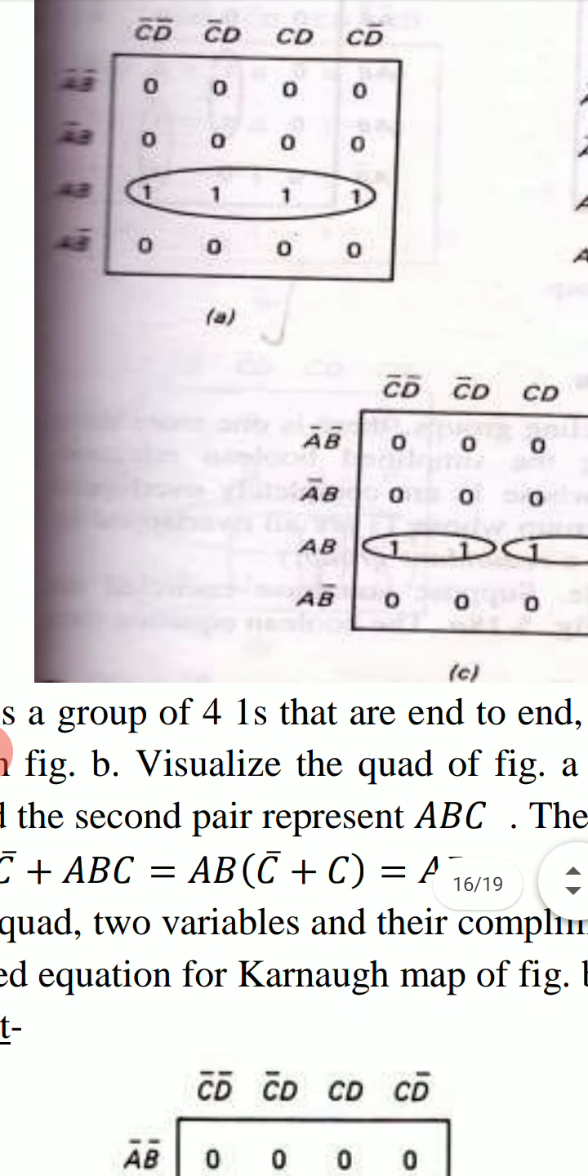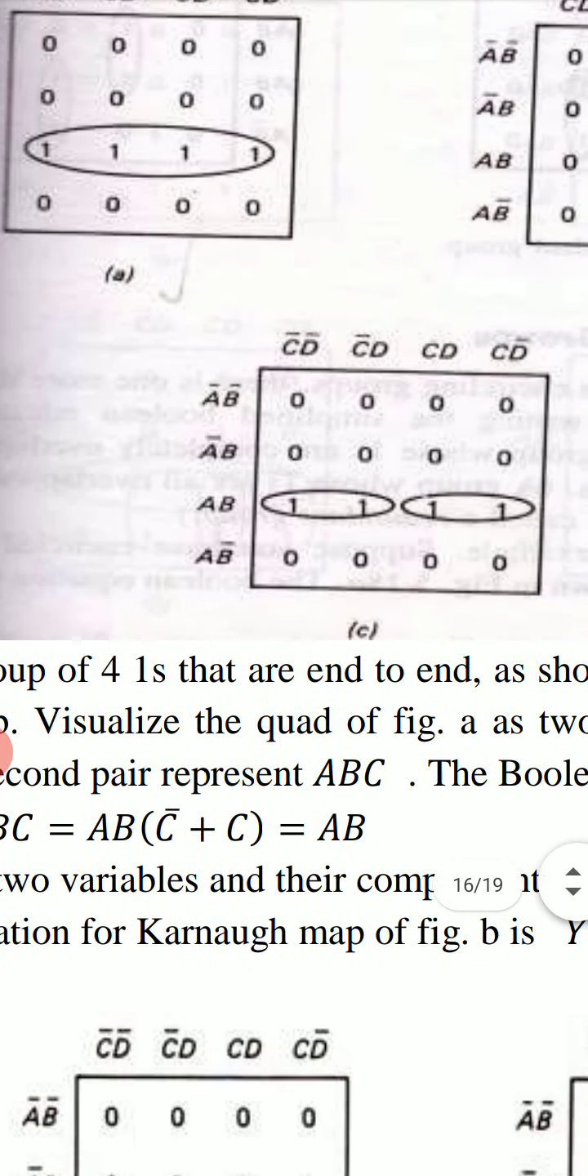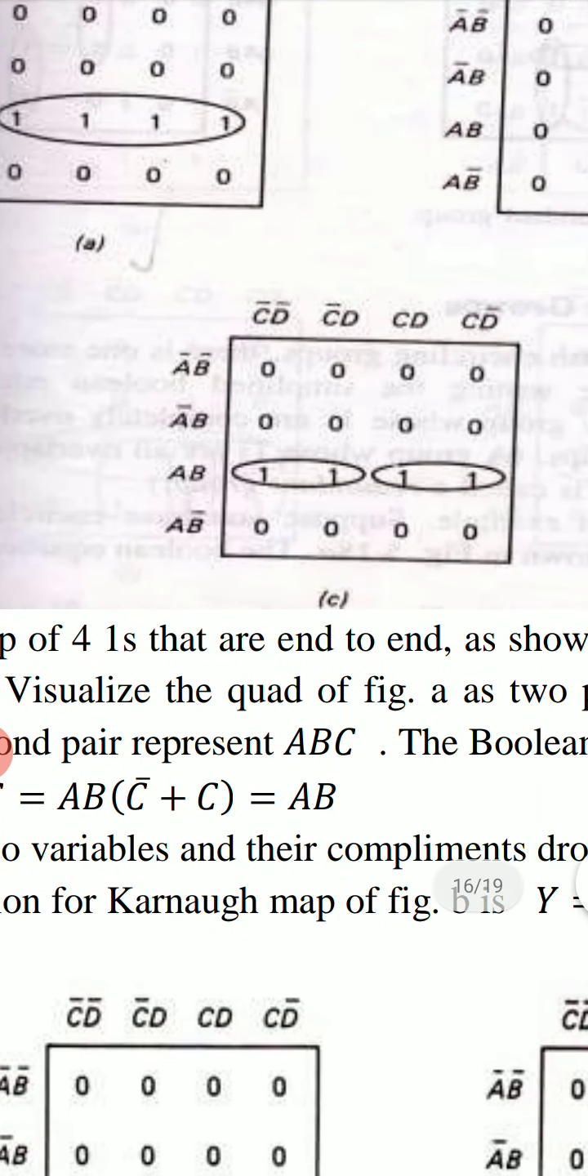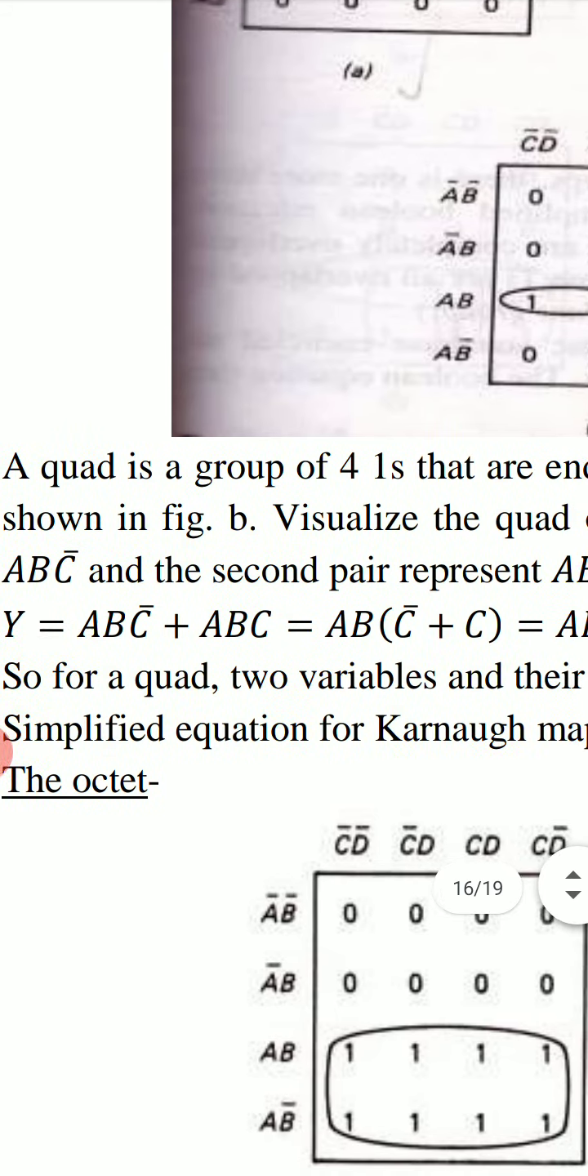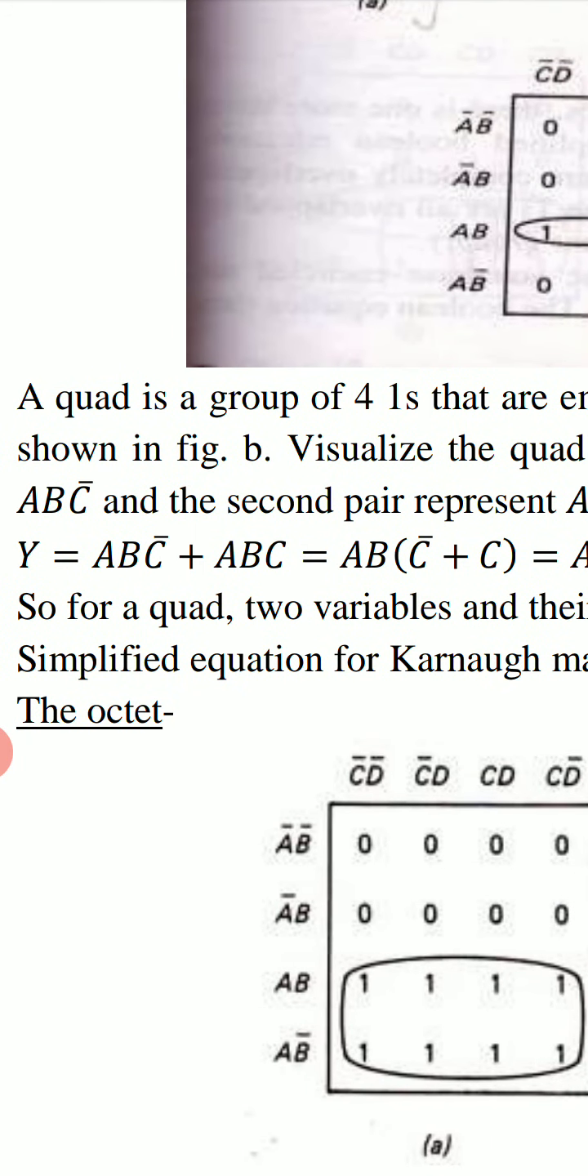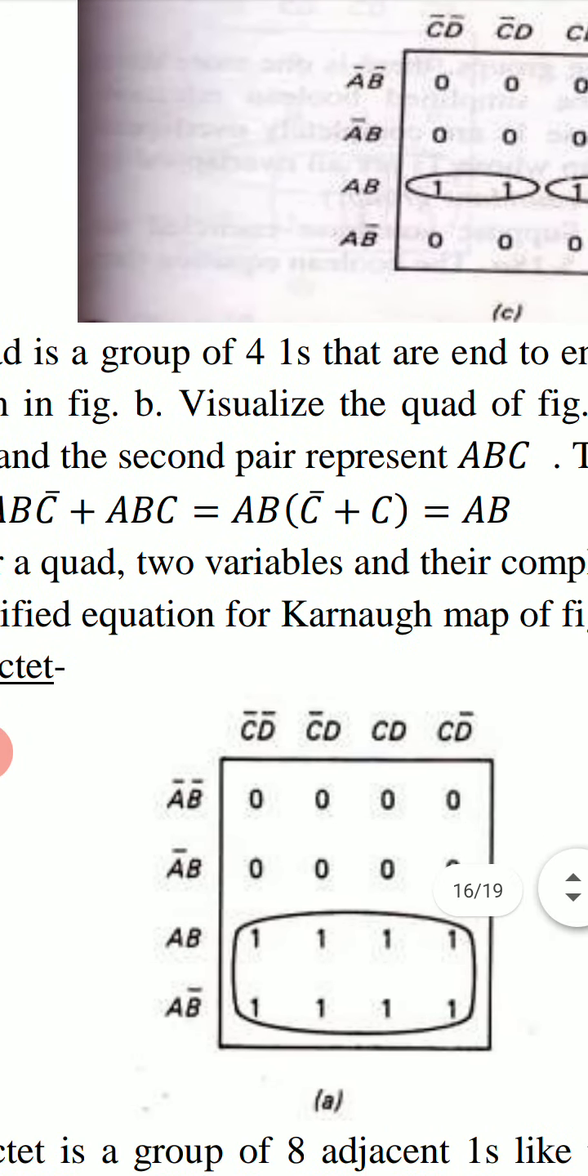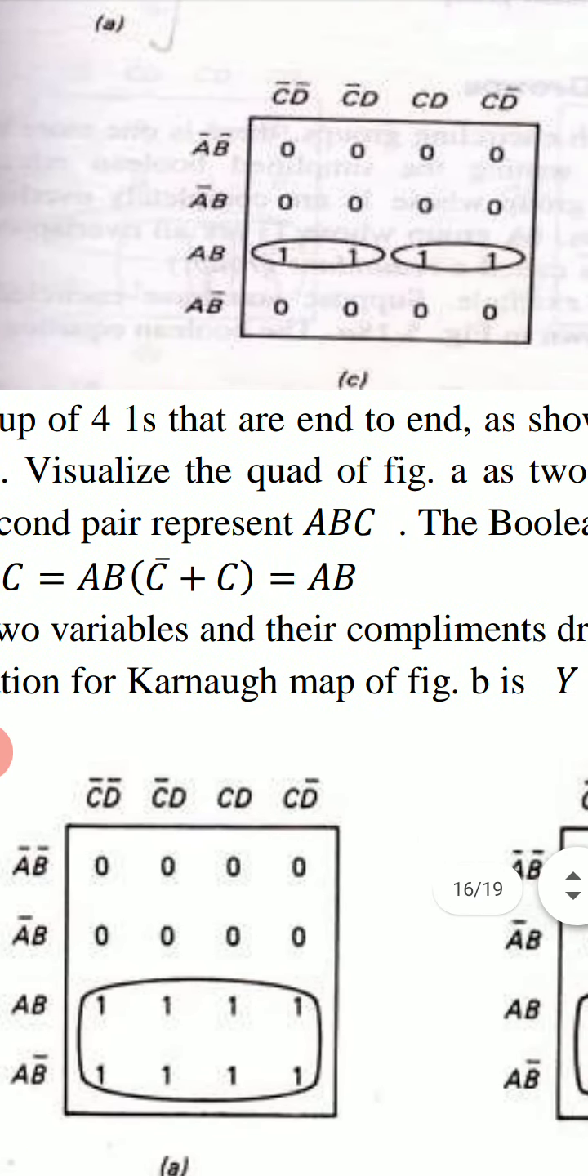If there are 4 ones making a quad like that in figure A, it can be assumed as 2 pairs as shown in figure C. For the first pair we have expression y equal to ABC bar, and for the second pair we have expression y equal to ABC. So we get y equal to ABC bar plus ABC. AB is common, we have AB into C bar plus C. C bar plus C is 1. So we get y equal to AB.